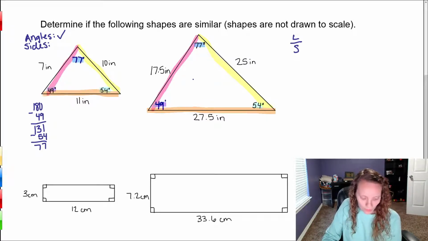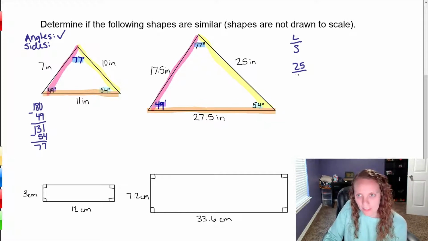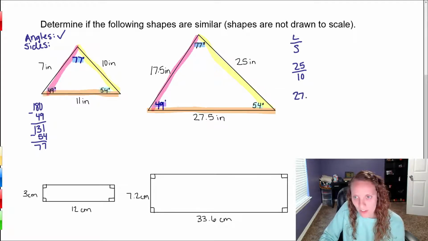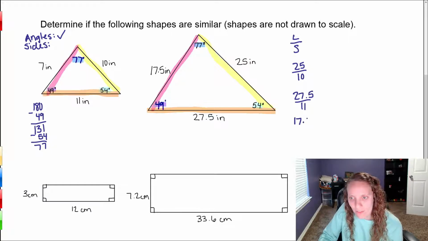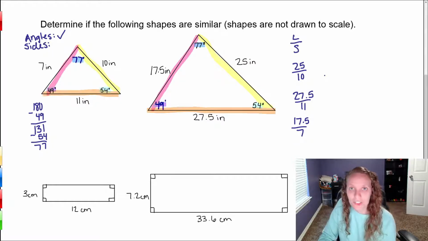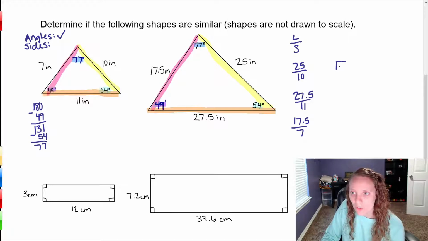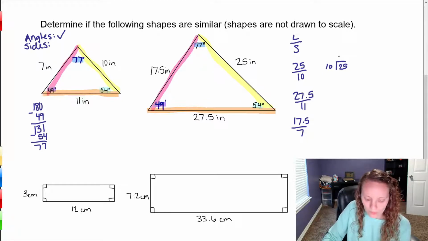So for the first set of sides, let's take the 25 from the larger, and then corresponding to 25 was yellow, which would be 10. So that would be the first fraction. The second fraction, let's take the 27.5 over the other orange, which would be 11. And then the third fraction would be the 17.5 over 7, pink in the other one. And then all we're going to do is FILO, first in, last out. So 25 goes inside, 10 goes outside. If we were to divide this out, that would give us 2.5.